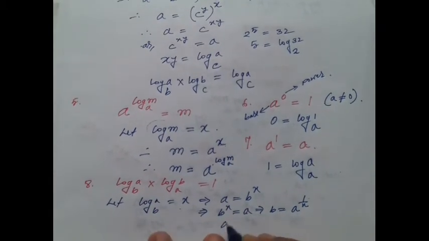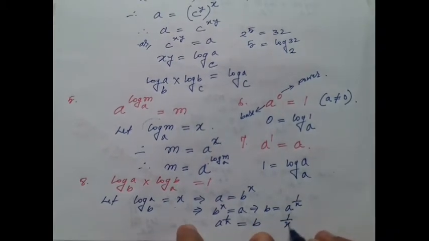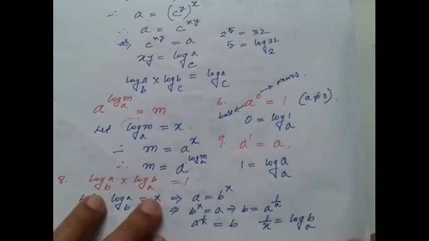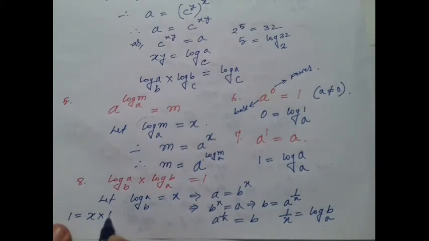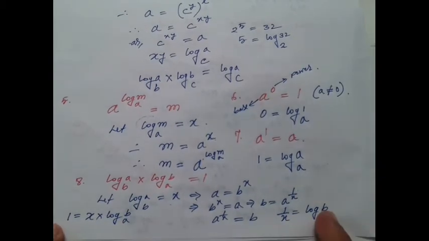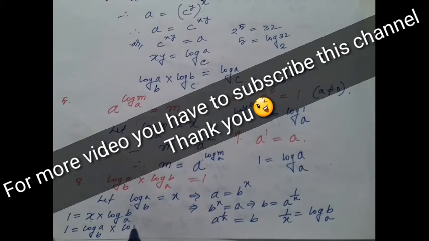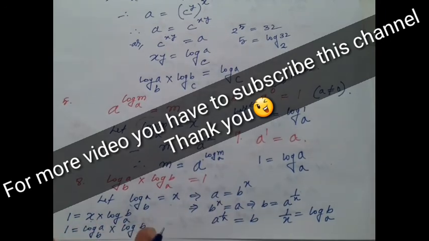Now we have a to the power 1 by x equals b, and 1 by x is the power, so 1 by x equals log b to the base a. Okay, so we got 1 by x equals log b to the base a. Now 1 equals x into log b to the base a. If we multiply x this side, we are getting 1 equals, what we have taken for x, log a to the base b into log b to the base a. So we got our formula, that 1 equals log a to the base b into log b to the base a. Okay.